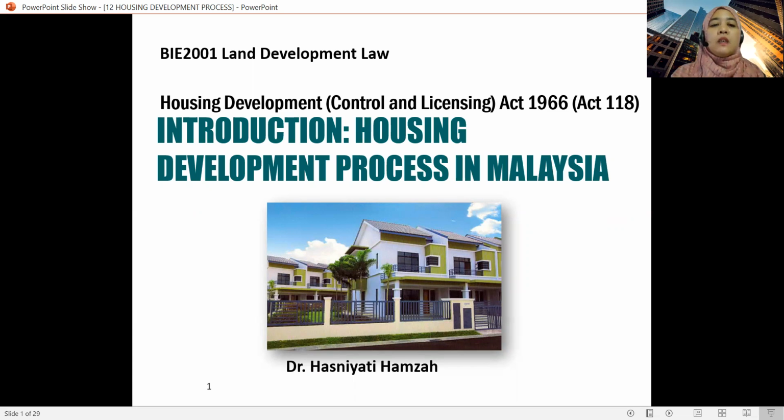Okay. That's why HDA, first of all, was established in 1966, and then later on the Act was amended a few times to strengthen the provisions under the HDA, and also to give more power, to strengthen and also to improve on the implementation of HDA.